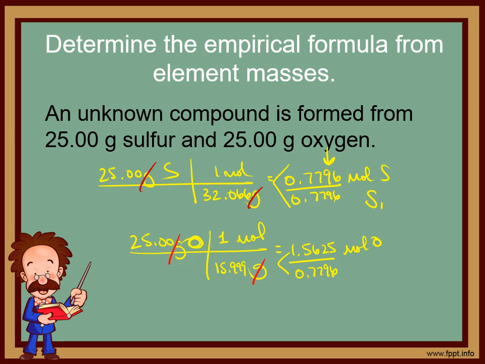1.5625 divided by 0.7796 gives us 2. So oxygen 2. This is our empirical formula. If you want to write it with an invisible 1, you can do that. So either S1O2 or SO2. This is our empirical formula.